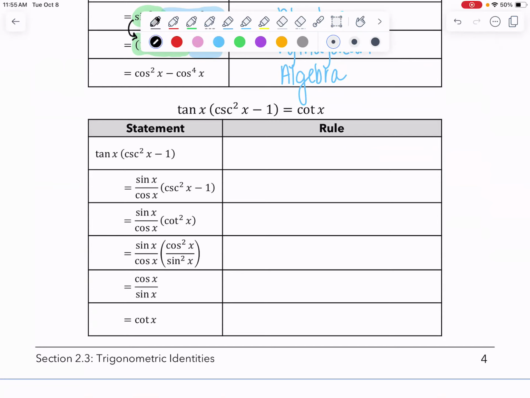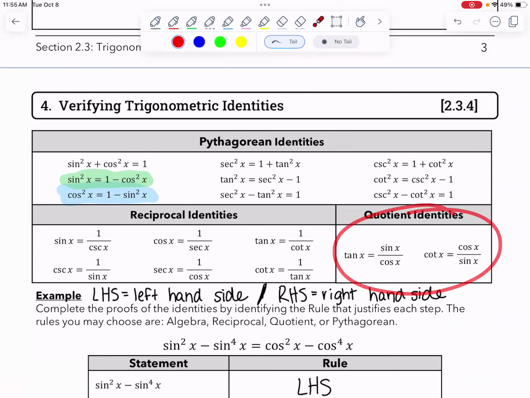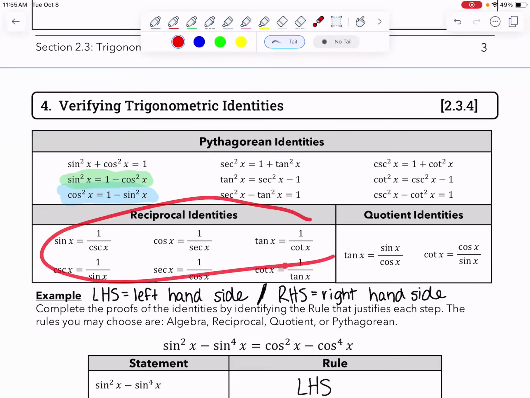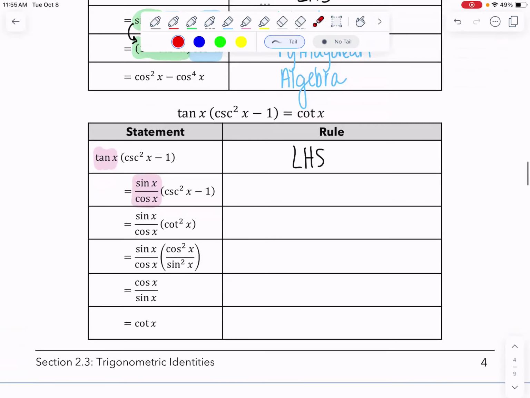We're starting with the original left-hand side: tangent x times cosecant squared x minus 1 is equal to cotangent x. To get from the first step to the second step, I noticed that this factor over here remains the same. However, tangent x turns into sine divided by cosine. That is one of our quotient identities. If it's 1 over, that's a reciprocal identity. Then there are 2 quotient identities: one is tangent, one is cotangent. So that right there is a quotient identity.